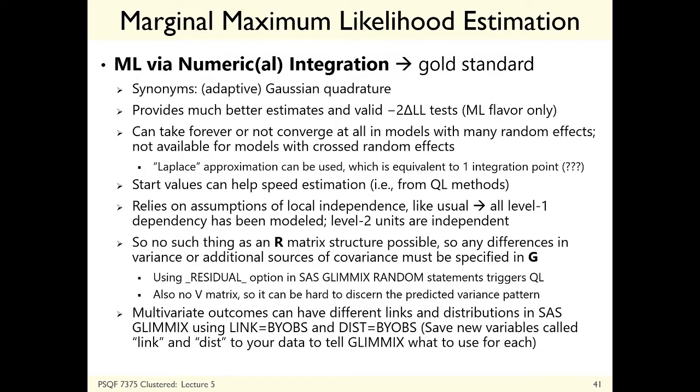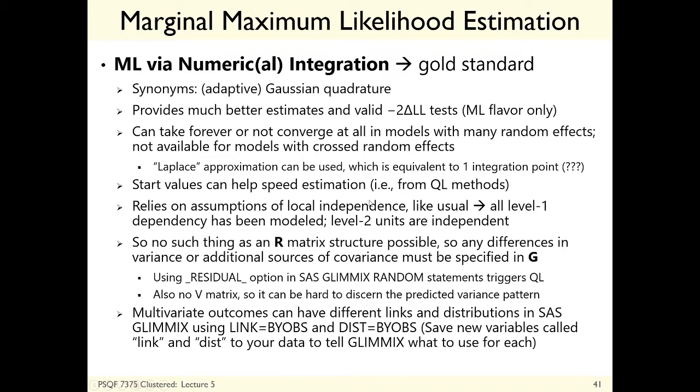We're going to move on to something else, what's known as marginal maximum likelihood. This idea has a lot of different words that are used to describe it. Numeric integration or numerical integration, adaptive Gaussian quadrature. Do you know what Gaussian means? Normal. Because Gauss is the person who made up the normal, so Gaussian means normal. So this is true maximum likelihood. It can take a really long time.